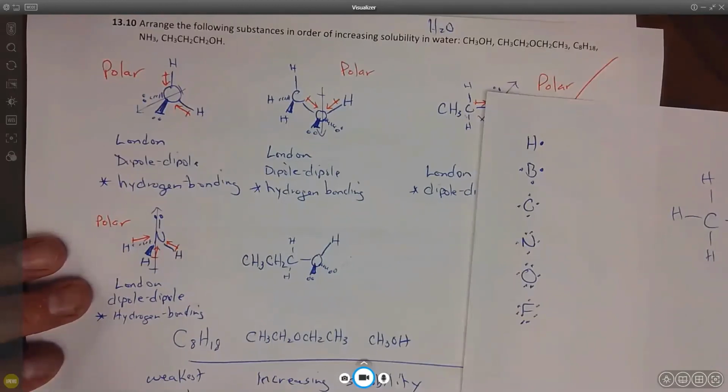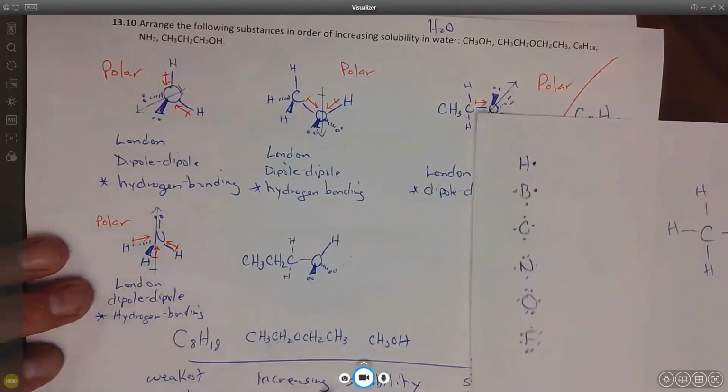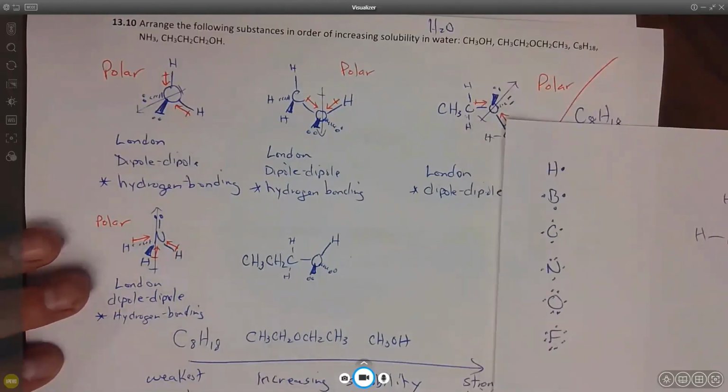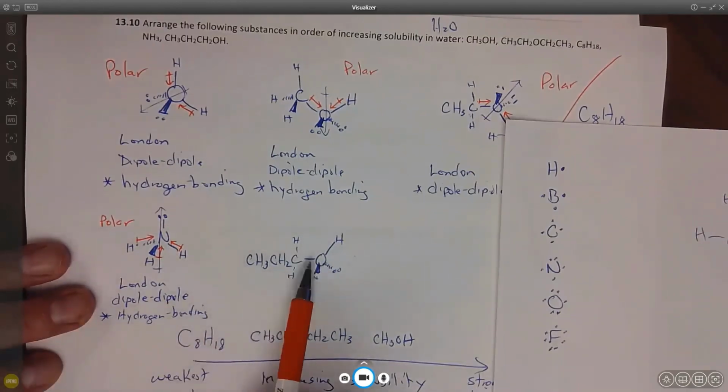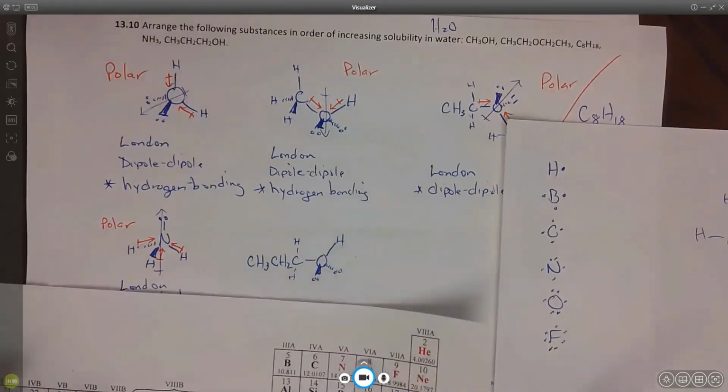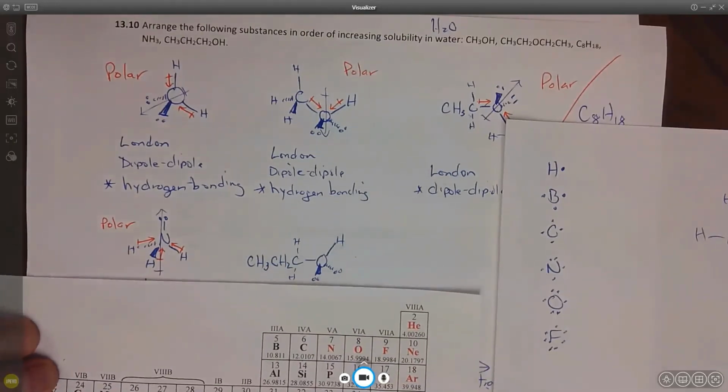Are there any polar bonds in this molecule? Are there any polar bonds over here? No. Carbon, hydrogen, carbon, carbon, non-polar. What about carbon, oxygen? Carbon oxygen is polar. And which way is the dipole going to point? Towards the more electronegative oxygen, right? Because carbon is less electronegative.